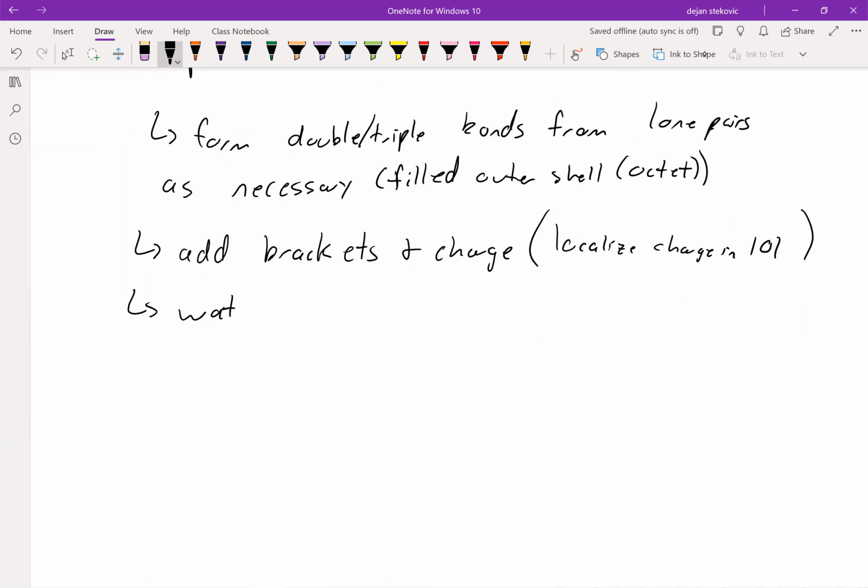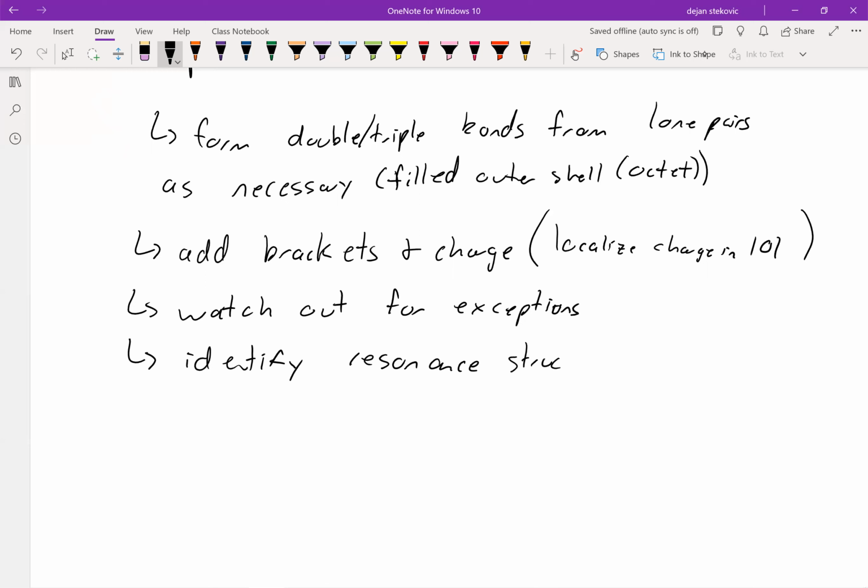Some things you want to keep an eye out for is watch out for exceptions. So remember, these guidelines will work 99% of the time, but there's going to be some exceptions. We'll learn about the exceptions in the following videos. You want to identify possible resonance structures, which you don't know what that means yet, but you'll learn what that means in a following video. I just want to point it out here.